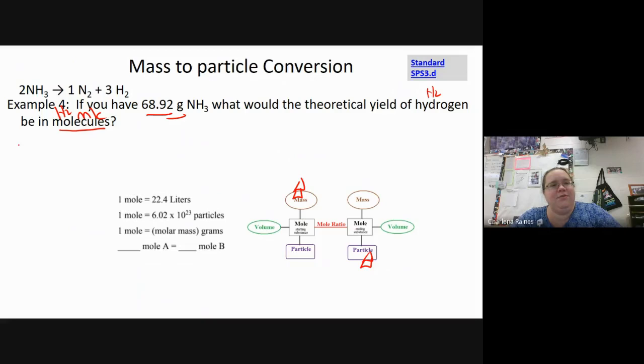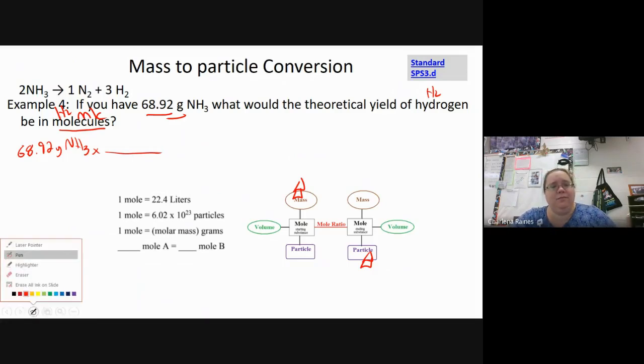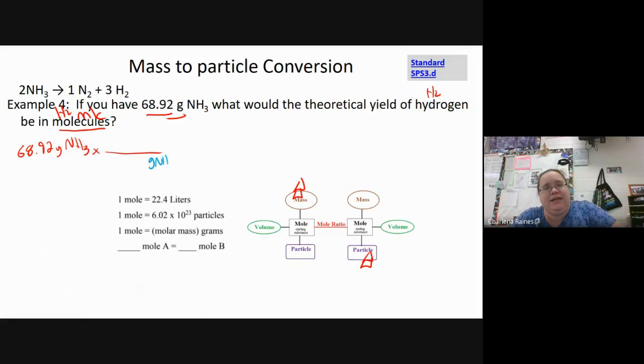The number that I give you in the problem is the first thing that we write. Grams of NH3 is what I start with. That means grams of NH3 has got to go on bottom. Grams of NH3 is the island that I started on. That means it had to go on bottom of my fraction. Whatever I'm going to goes on top. So whatever I'm going to, moles, it's got to go on top.